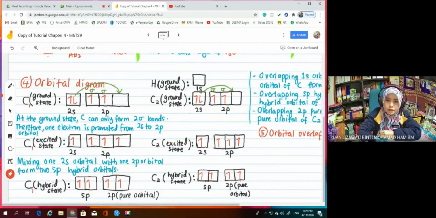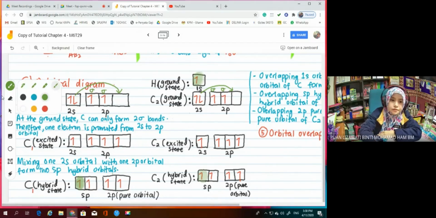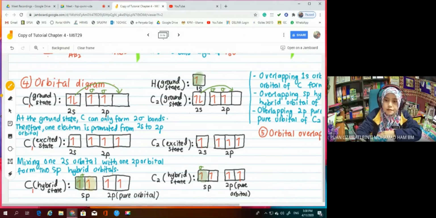Right, so now for the terminal, it is referring to the hydrogen. At the ground state, hydrogen has only one valence electron that is located in 1s. How is the sigma bond formed? Right, so the first sigma bond is formed when the 1s orbital of hydrogen overlaps with the sp hybrid orbital of carbon. So this is the first sigma bond. The second sigma bond involves the overlapping of the sp hybrid orbital of carbon 1 with the sp hybrid orbital of carbon 2. Okay, so that forms the second sigma bond.